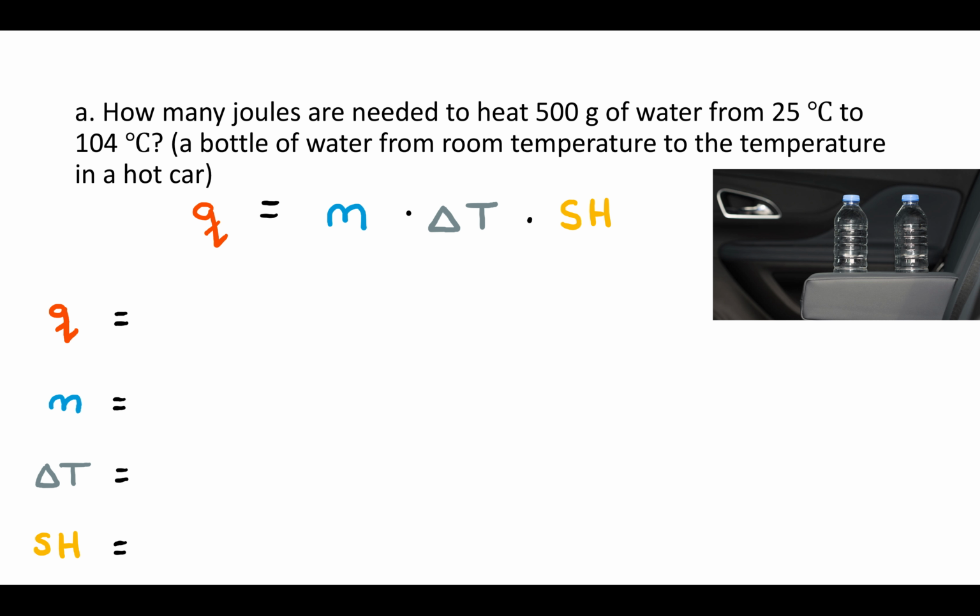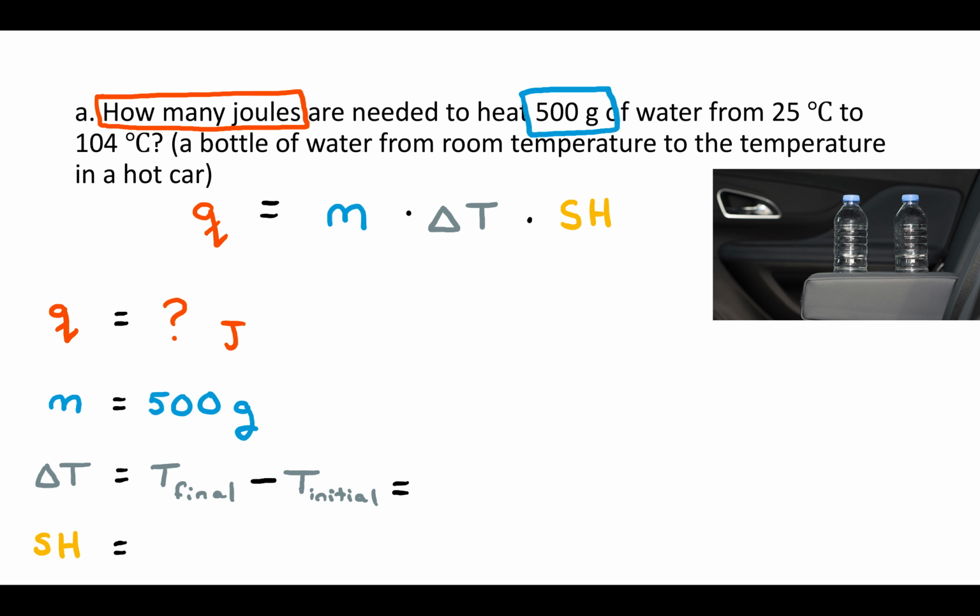Okay, now it says how many joules. That is heat. Joules are the units for heat. So we can fill that in. That's what we're going to be solving for. Are needed to heat 500 grams. Grams are the unit for mass, so we can plug that in. Of water from 25 degrees Celsius to 104 degrees Celsius.